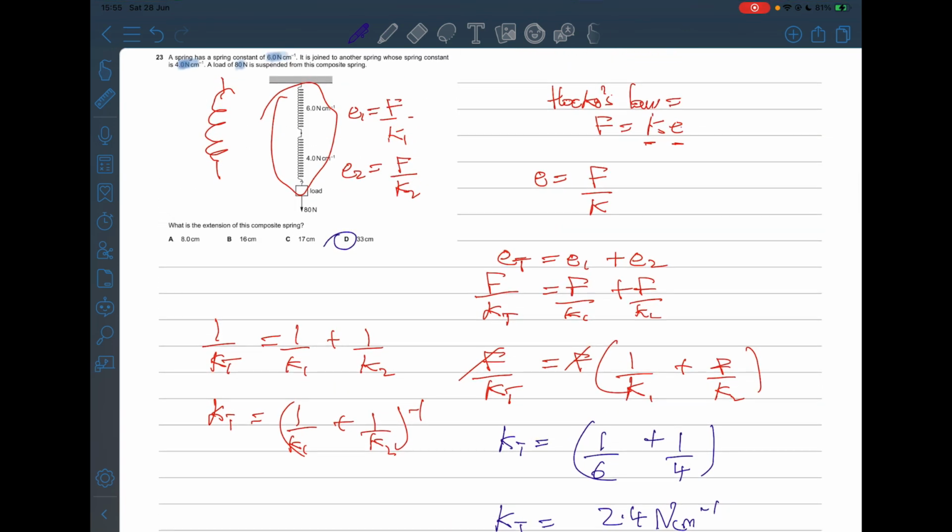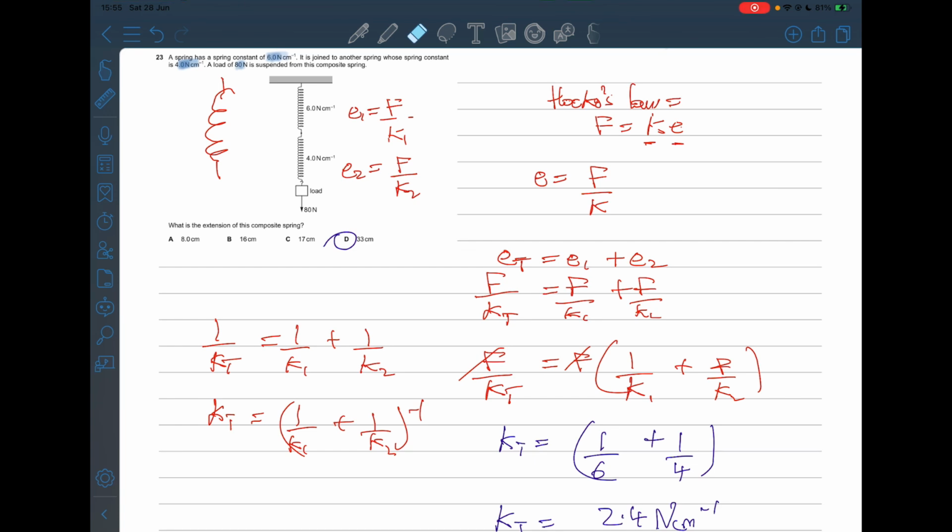Alternatively, you can just find the extension for each, which is going to be 80 over 6, and then 80 over 4, and you also get the same answer, which we can test now. 80 divided by 6 is 13.33, and then 80 over 4 is 20. And you see, if you add these two, you get the same answer. That is the quicker method, but I wanted to explain the principle of composite springs using a question.